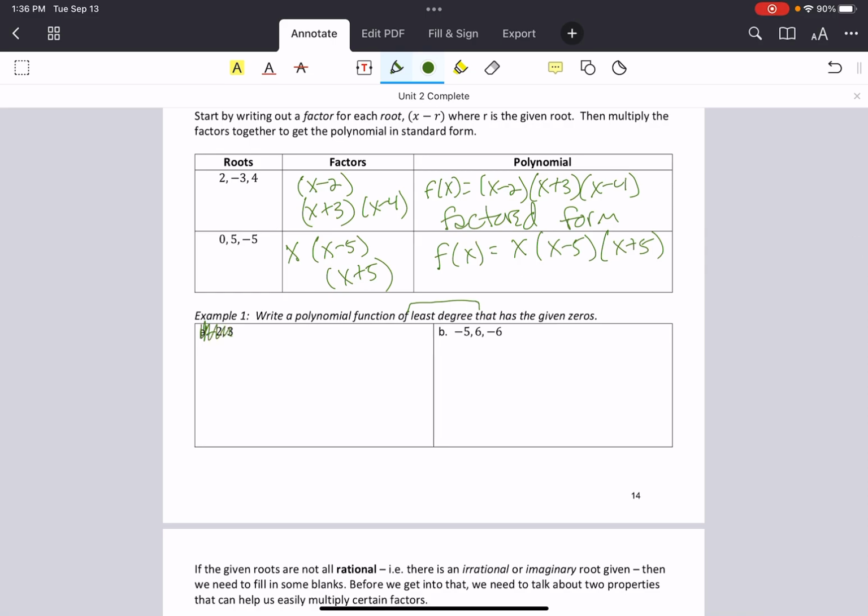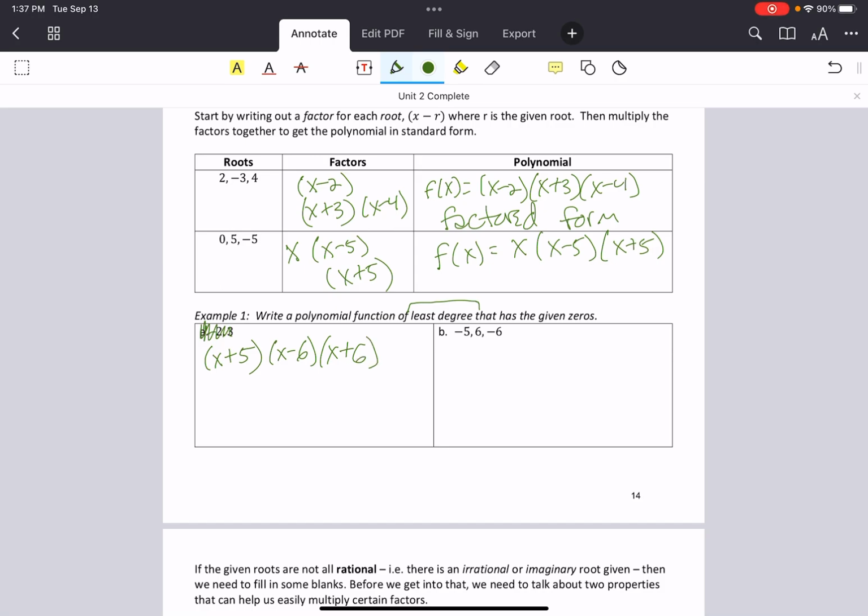Okay, so I want to start by writing this polynomial in factored form, but then I want to end by having this polynomial in standard form. Wait, are we crossing out the first ones? Yeah, that's what I said and did on the board. So, what's the factor that goes with negative 5? X plus 5. It has to have an x in it for a factor. And then x minus 6 and x plus 6.